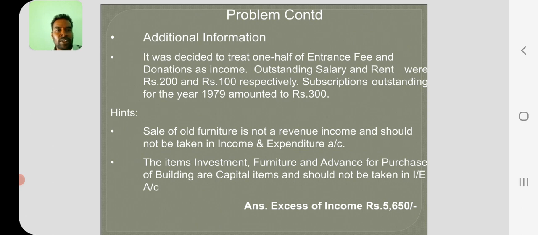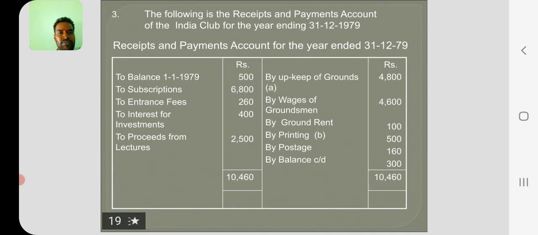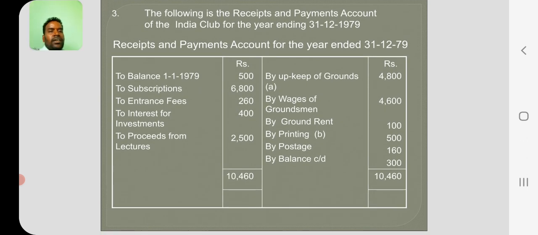See here some hints. Sale of old furniture is not a revenue income and should not be taken in the income and expenditure account. Already I said that. The items investment, furniture, advance for purchase of buildings are capital items and should not be taken in income and expenditure. The answer is 5,650. Now see here, next the third one.